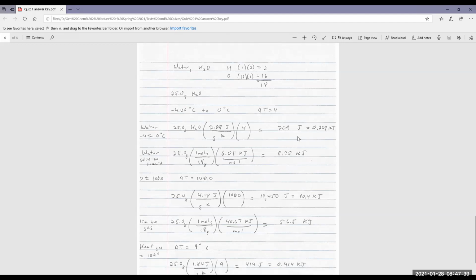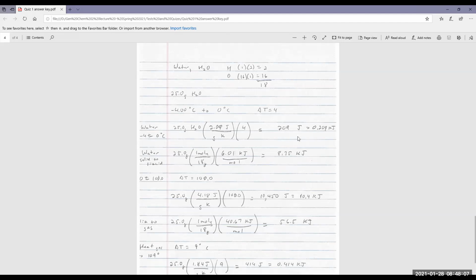And then the final step is I'm at 100 degrees. I've converted everything to gas. Now I want to heat up to 109 degrees. So that change in temperature is 9 degrees. So I have 25 times 1.84 joules per gram Kelvin times that delta T, which is 9. And I get 414 joules, or 0.414 kilojoules.